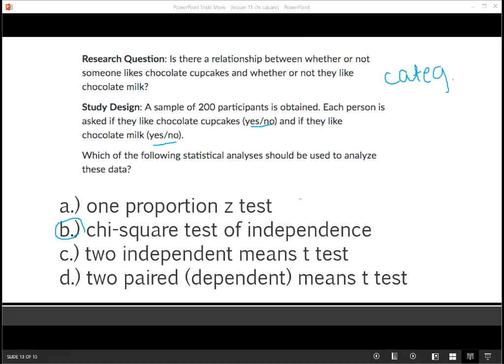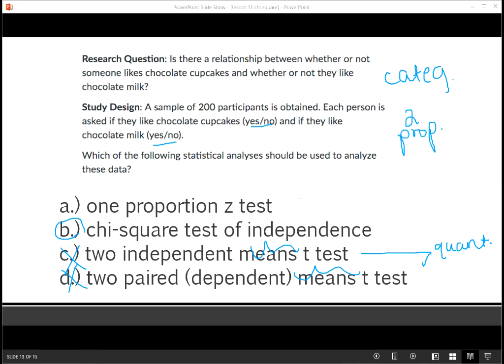So that means that we can definitely cross out C and D because those are talking about means, which remember, means go with quantitative variables, which we are not talking about. And then for A, it's saying one proportion Z test, so categorical can go with proportions, but we don't only have one here. We do have two. We have the proportion of those who like chocolate cupcakes and then the chocolate milk. So that's going to be that we have two proportions here.